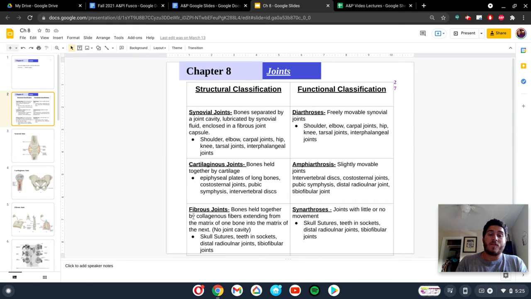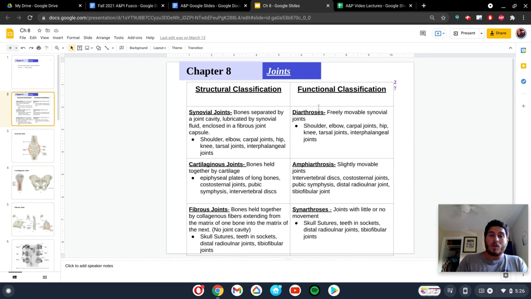And then lastly, we have our fibrous joints. These bones are going to be held together by the collagenous fibers that extend from the matrix of the bone. So in other words, these are going to be held together by those fibers, specifically collagen, and they're going to hold those bones together so they don't move really at all. And these are going to be, like we said before, skull, teeth, and so on and so forth.